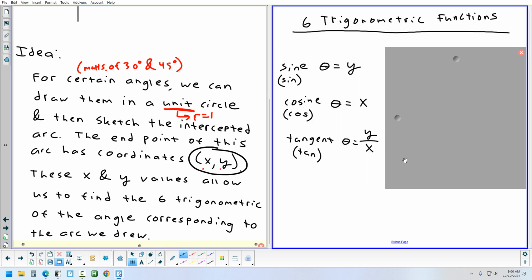So here are your first 3 trig functions. Every trig function that we write has a 3-letter abbreviation. Generally, it's the first 3 letters of the function name, except in one case, which I'll show you in a second. The top one is sine, the next one's cosine, and the bottom one is tangent.